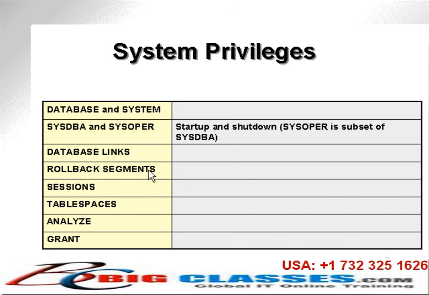Rollback segments. Rollback segments allow the storage of information which allow undoing of operations on the database. Again, database administration. Altering of session values or aspects. Session privileges allow changing of certain profile aspects when you're logged in. When you log in, you create a session. Table spaces, again, database administration. Analyze, to do with analyzing objects and creating statistics. Grant privileges, allowing a user to grant privileges to another user.